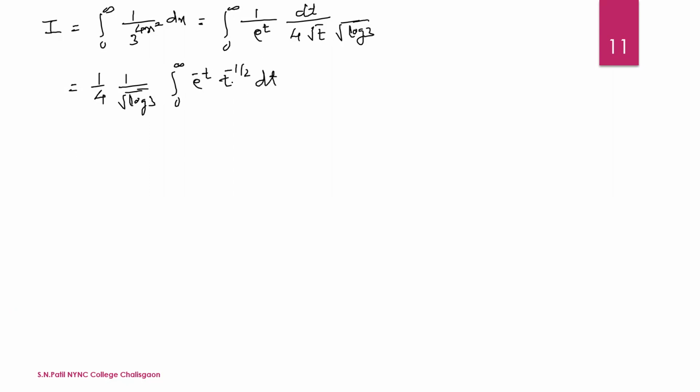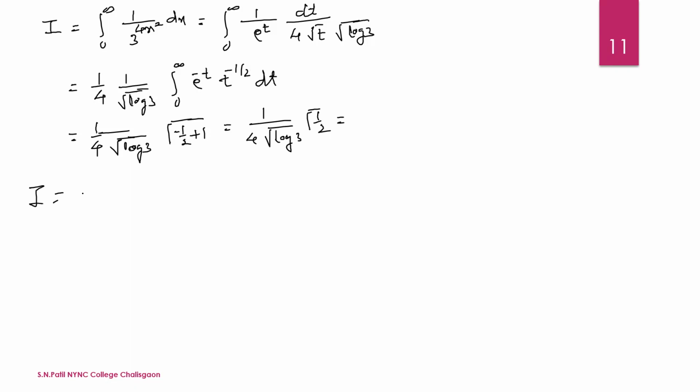Okay, and we know the gamma function. 1 upon 4 into the square root of log of 3, and here gamma of n plus 1, here n is minus 1 by 2, so n plus 1 is minus 1 by 2 plus 1, that is gamma of 1 by 2, and we know gamma 1 by 2 is root pi. That is, I is equal to 1 upon 4 square root of log of 3 into root pi. Okay, so this is the required answer.